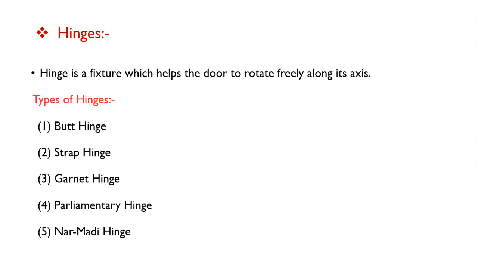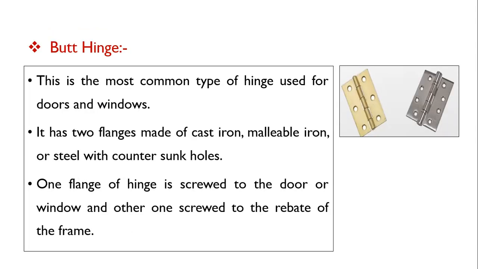So what is hinge? Hinge is a fixture which helps the door to rotate freely along its axis. So what is the use of hinges? Hinges are the elements or these are the accessories which are required to rotate the doors and windows. The types of hinges are butt hinge, strap hinge, garnet hinge, parliamentary hinge and Narmadi hinge.